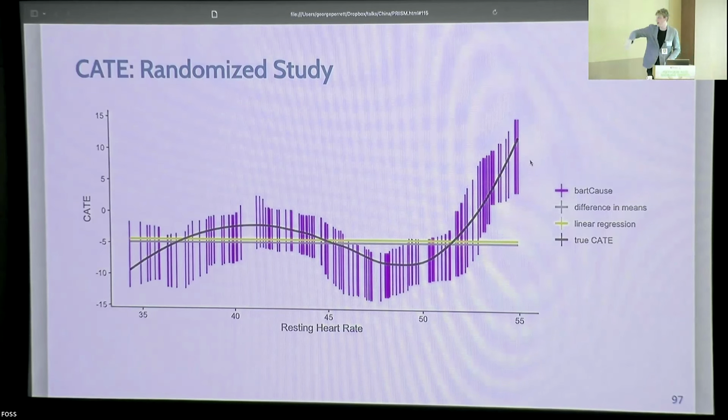So the black line here is the true conditional average treatment effect, and the purple line is our prediction from BART. And so what we see is we're not just performing well for the SATE, we're also properly modeling what's called treatment effect heterogeneity. So our BART model can not only get the average treatment effect correct, but it can also get the conditional average treatment effect correct. And that is something that linear regression and the difference in means are bad at, even in randomized studies.